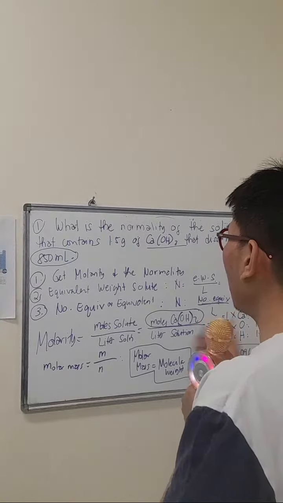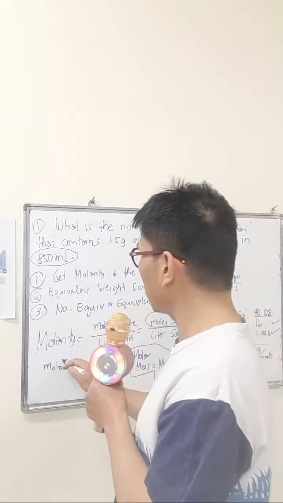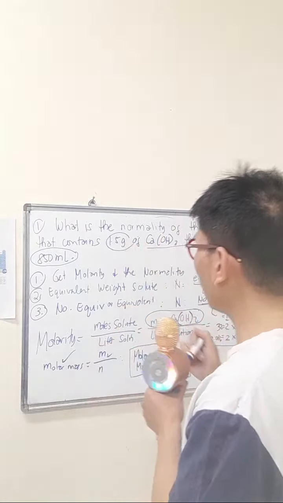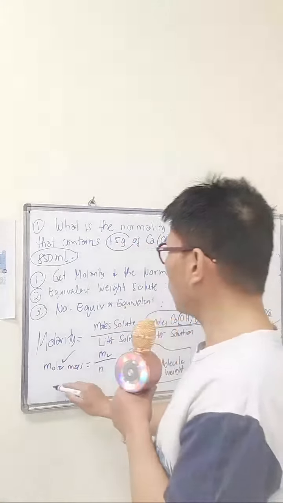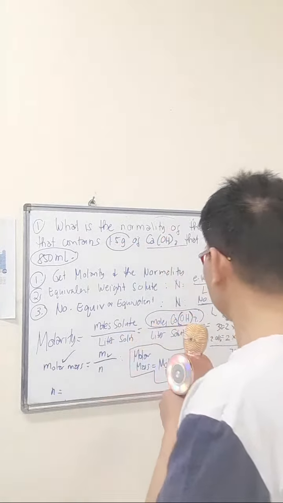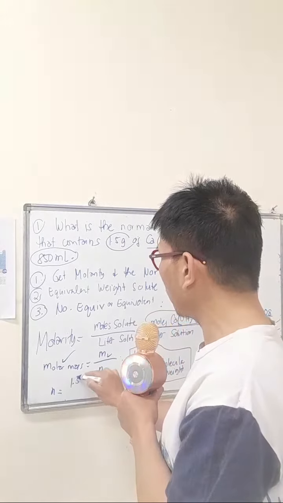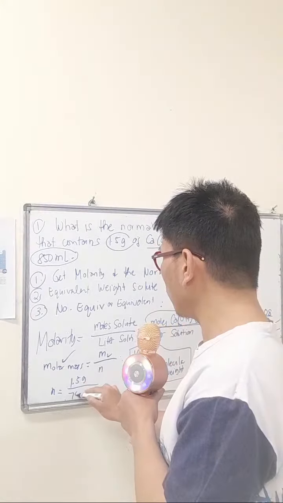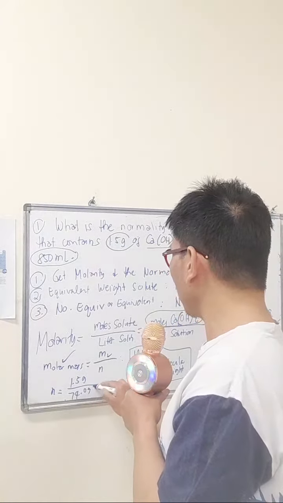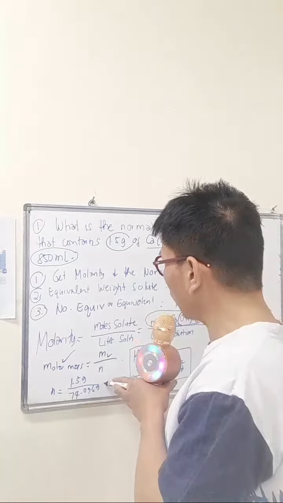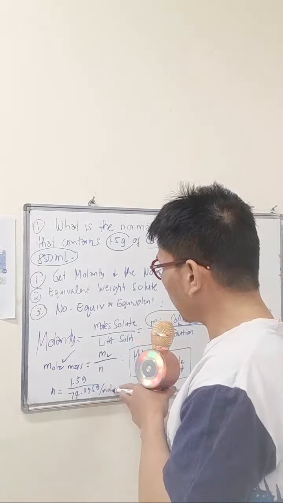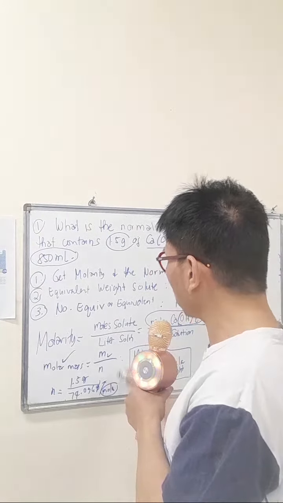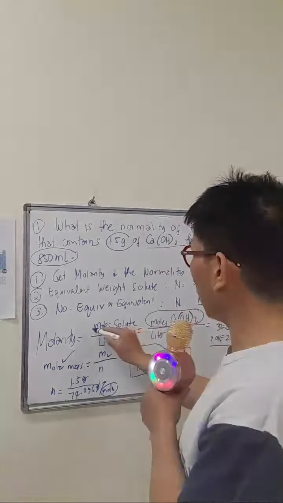Now, we have the molar mass. We have the mass which is given, 1.5 here, and then solve for the number of moles. The number of moles is equal to the mass, which is 1.5 grams of calcium hydroxide, over 74.096 grams per mole of calcium hydroxide. Cancel both grams. What will be left is the number of moles. So this answer will be substituted here so that we can get the molarity.